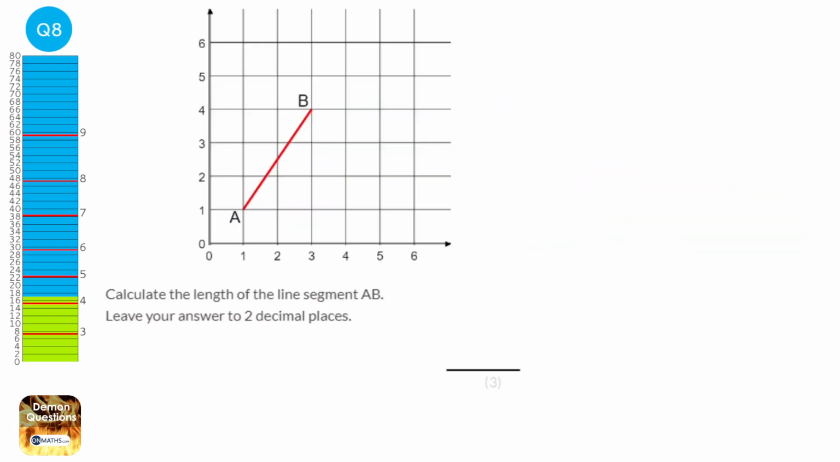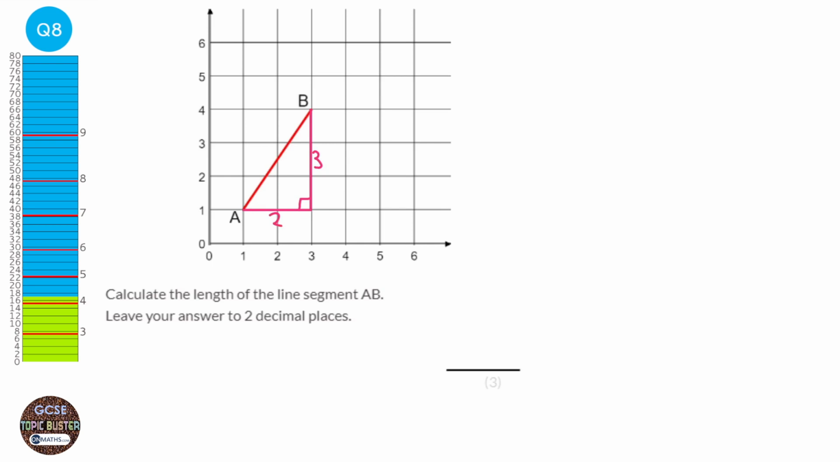So here we can just draw in two extra lines and we can see that it makes a right angled triangle. And we're asked to find the length of the line segment AB. So we're asked to find what this length here is going to be. And we know what the other lengths are. We know that this is 2 and this is 3.